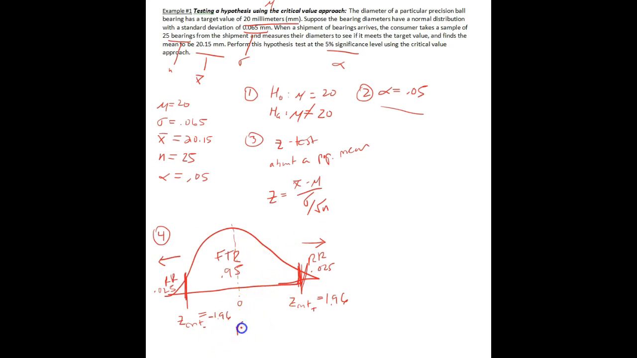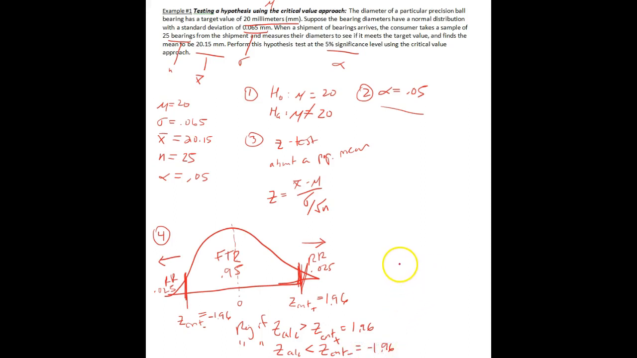So we say reject if z calc, meaning the value that we're going to be calculating here in a little bit, is greater than z crit positive, that's equal to 1.96. Or reject if z calc is less than z crit negative, equal to negative 1.96.